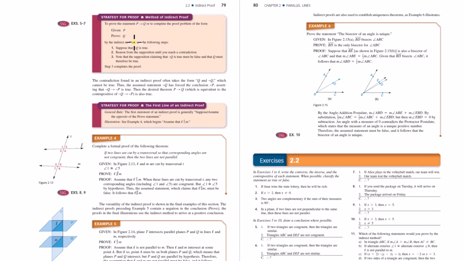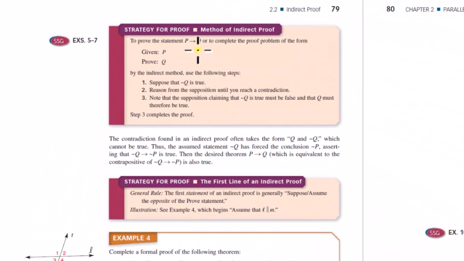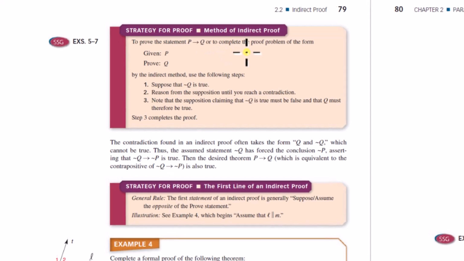Here's a summary of the indirect proof method. To prove the statement, if P then Q, or to complete the proof problem of the form, given P, prove Q, we're going to say, okay, suppose not Q is true, even in the context that we're given P. Suppose that not Q is true.